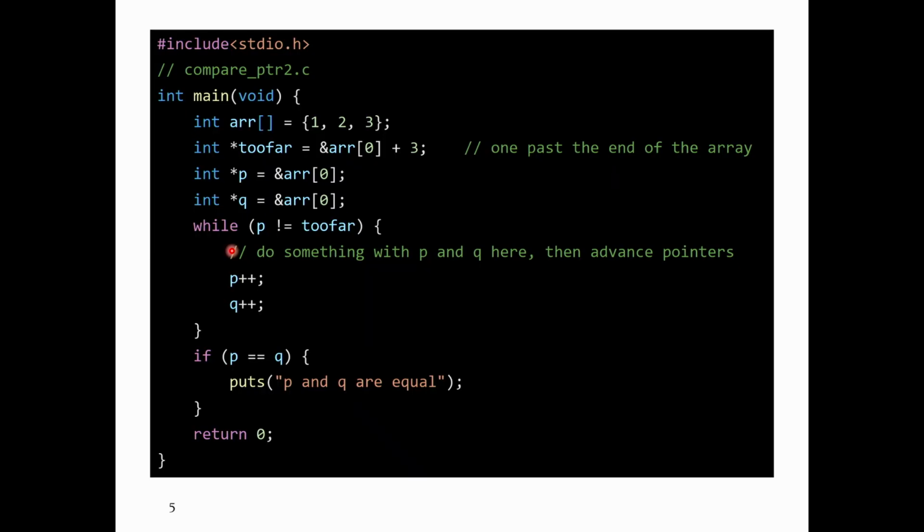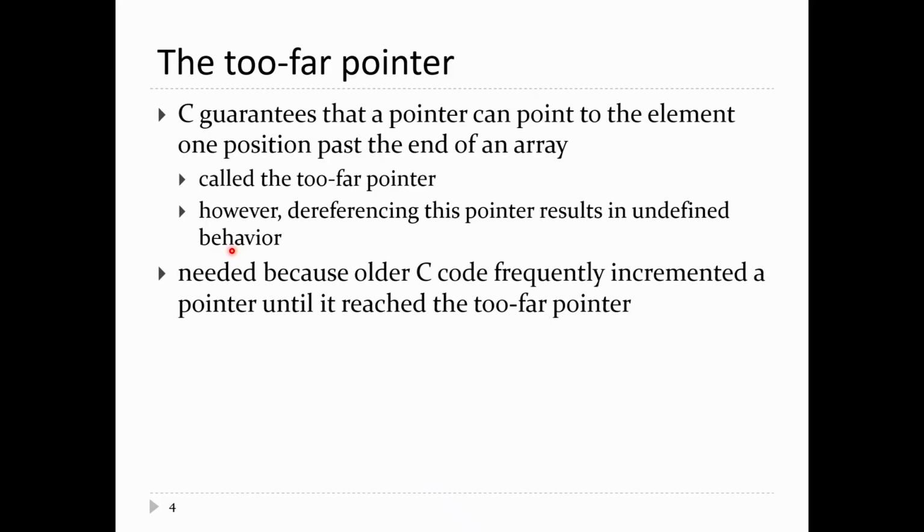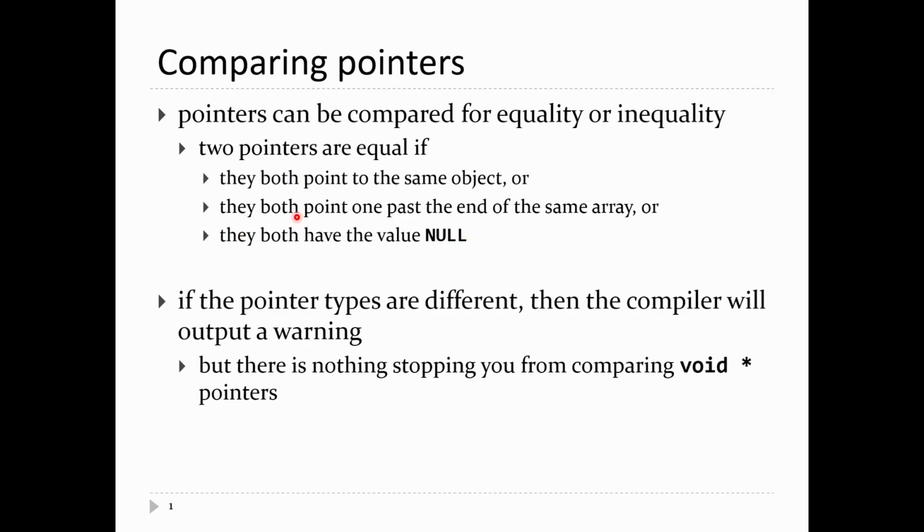Yep. If you have two arrays, how do you reference the one-past-the-end pointer for each of them? Oh, do you mean you want to compare the one-past-the-end pointers for both of them? Yeah. You're not allowed. So that's a good question, though. If they both point one past the end of the same array, then they're equal.